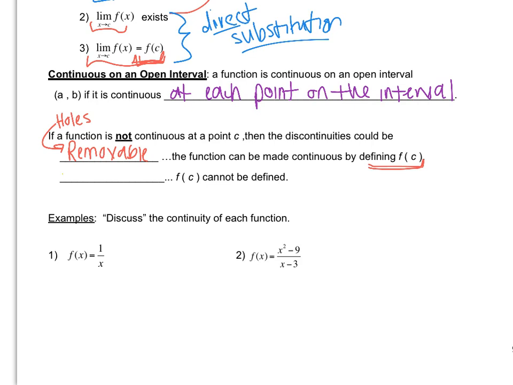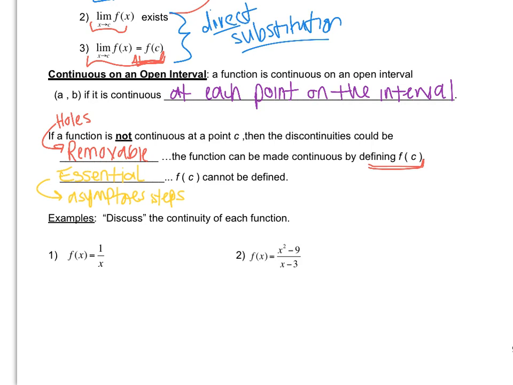Let's write that in, essential. Those discontinuities were the asymptotes that we saw, or steps, things that could not simply be filled in by defining the function at c. So asymptotes or steps, other examples where you couldn't easily fill in that hole.